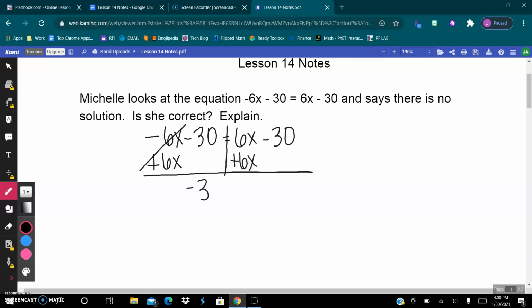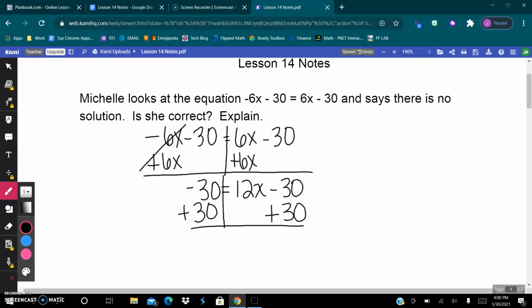So I have a negative 30 left over here, and then my equal sign. And 6x plus 6x would give me 12x minus 30. And then I'm going to add 30. And a negative 30 and a positive 30 makes 0, and that is perfectly fine to have 0 on one side. These 30s cancel, and I have 12x left. And then I'm going to have to divide by 12 on both sides. So x equals 0, because 0 divided by 12 is 0.